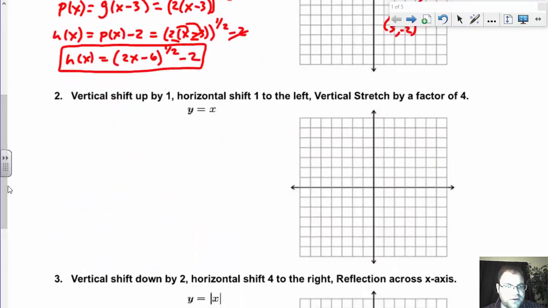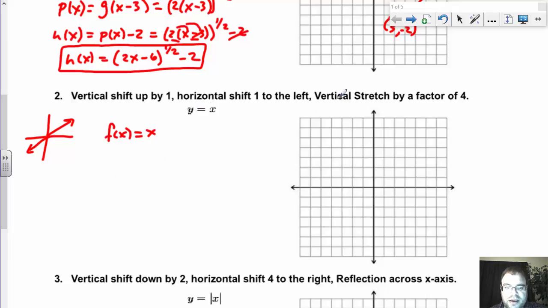Okay, next question: a vertical shift up by 2, horizontal shift 1 to the left, and a vertical stretch by a factor of 4. This is a line, so this is pretty straightforward. y equals x is the parent function of all lines, and it goes like this. It just goes right this way and down this way. Very straightforward parent function. We're going to say f of x then is equal to x. Same thing as saying y equals x.